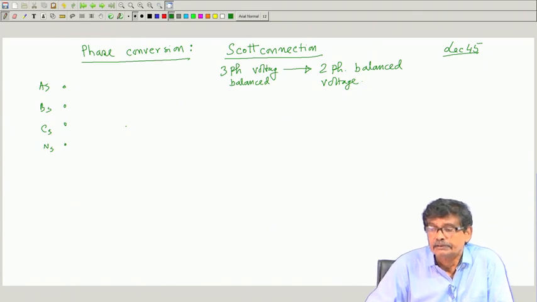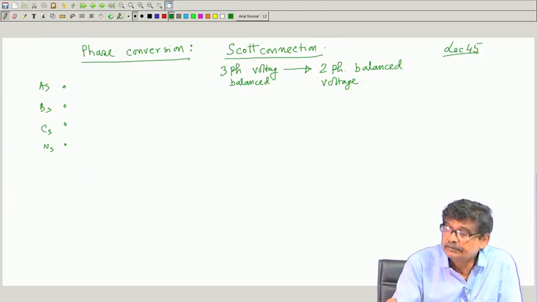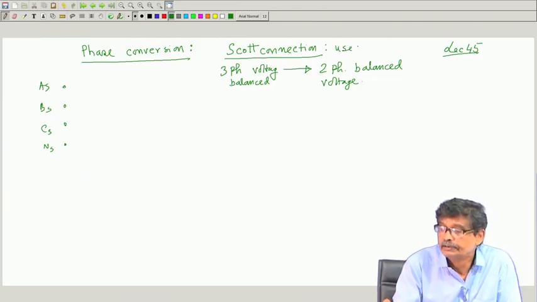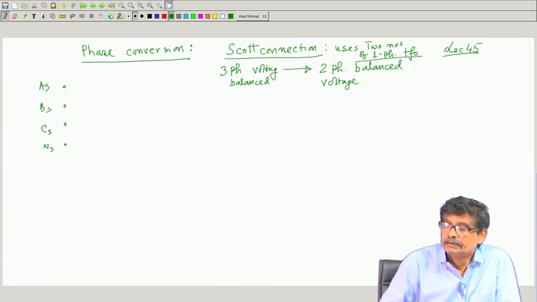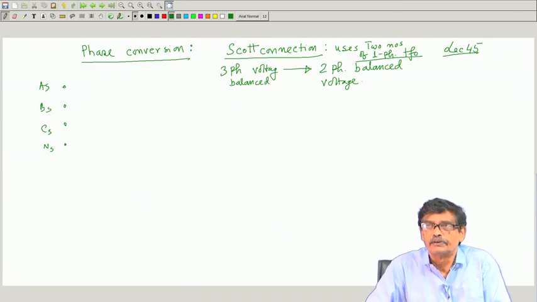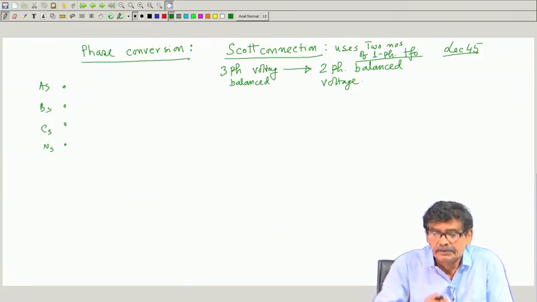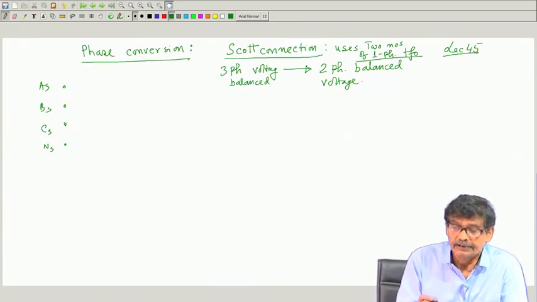So, the connection is called Scott connection, and it uses two single phase transformers. That is, three phase to two phase conversion requires two single phase transformers, separate transformers, and you can show that it will give you a balanced two phase voltage. The idea is very simple. Okay. So, let us start.